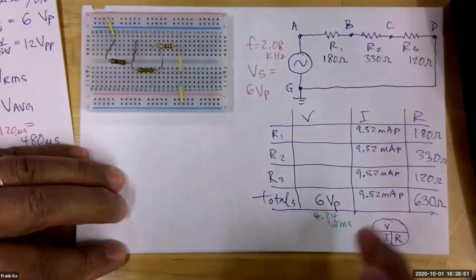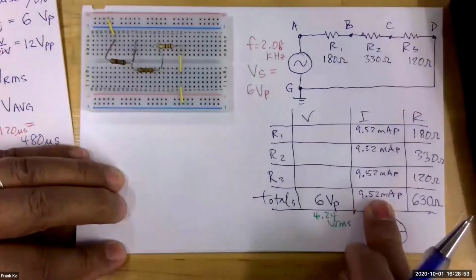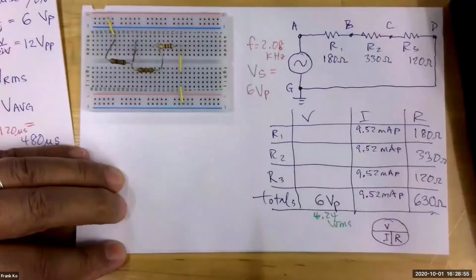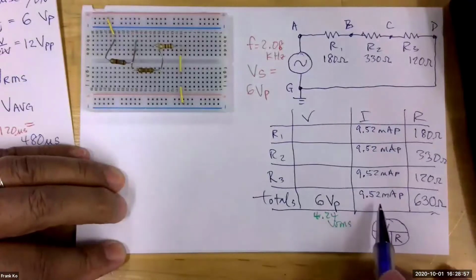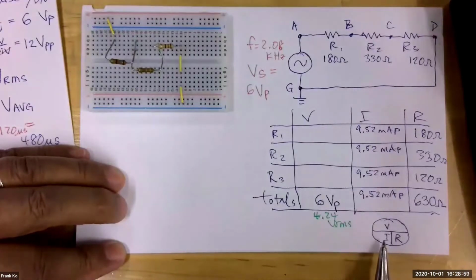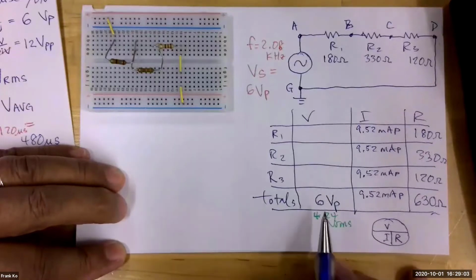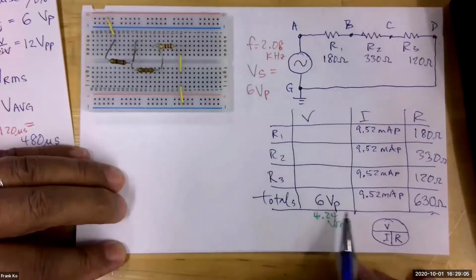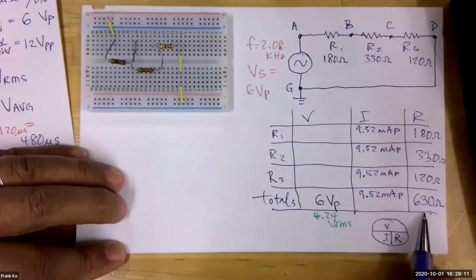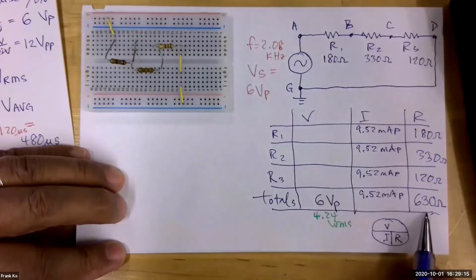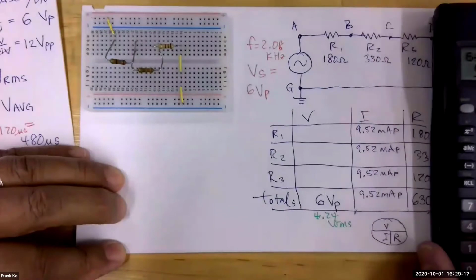Let's calculate the RMS version of the current, okay? To calculate the RMS version of current, we still use Ohm's law, except we're going to use the RMS voltage. So instead of using 6 volts peak divided by total ohms, we're going to use 4.24 VRMS divided by total ohms. So Jacqueline, could you walk us through the calculator steps for that, please?